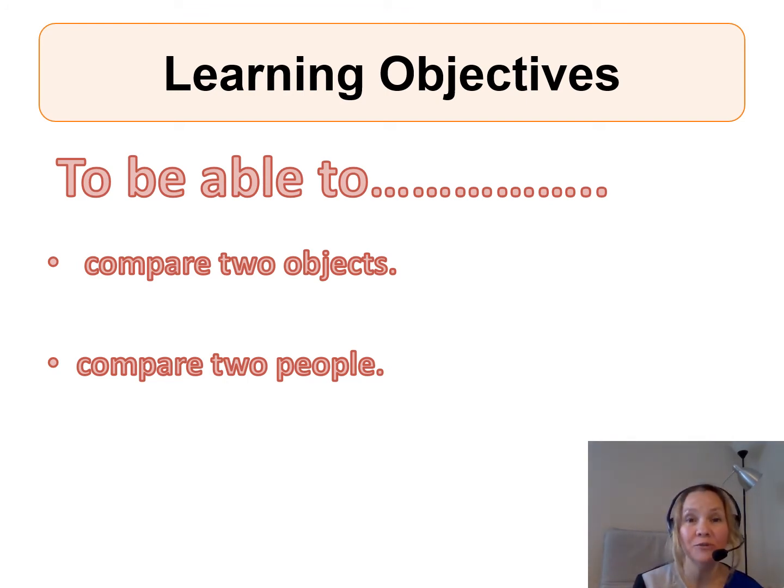Okay, the learning objectives for today are to be able to use comparative adjectives. So we will compare two objects or two people. At the end of the lesson, you'll be confident enough to use the comparative adjectives within a sentence. Okay, let's get started.